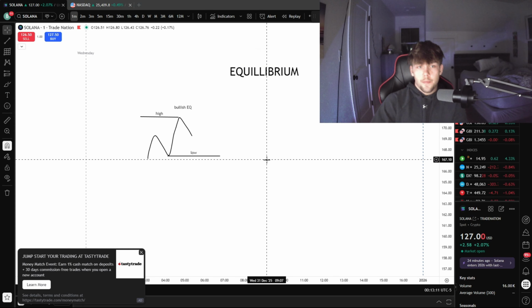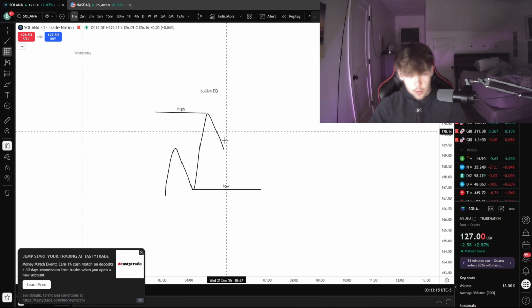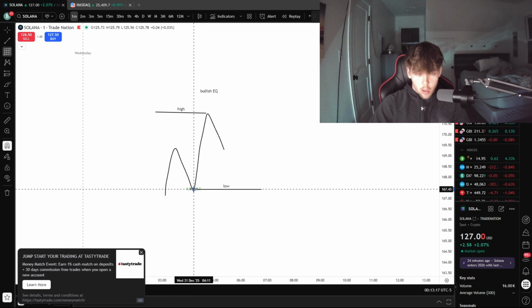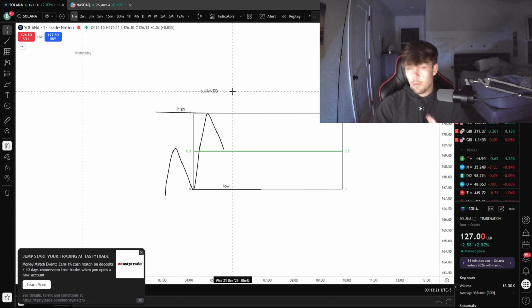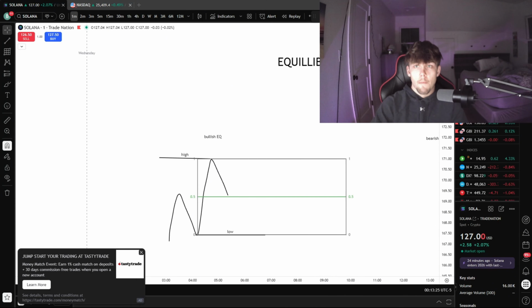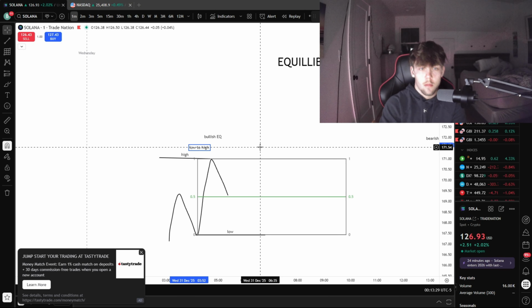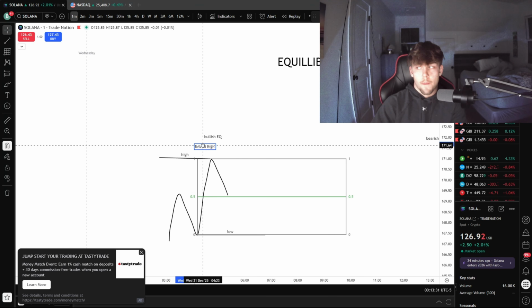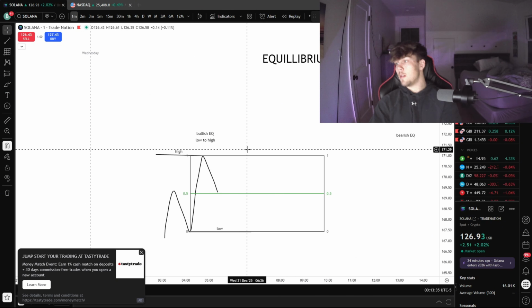Without further ado, you want to take your GAN box, and on bullish equilibrium, you take your GAN box from your low up to your high. This is for bullish equilibrium. Low to high. Low to high on bullish equilibrium.